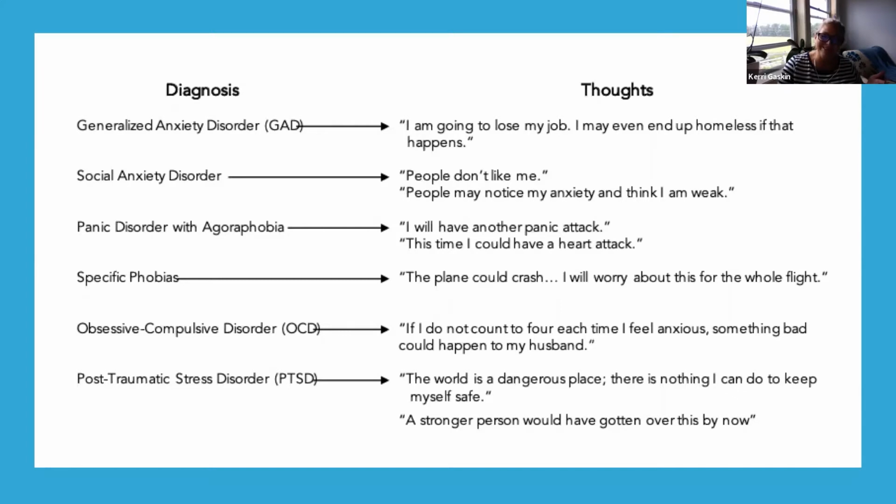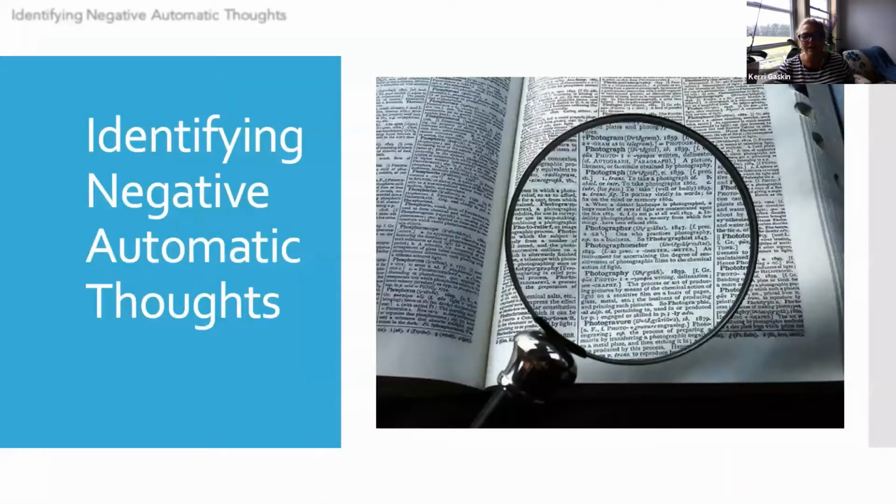But what do we do? The first step we need to take to begin restructuring or responding to our negative thoughts is to identify the thoughts that are giving us trouble. We need to identify them. It's as if we're putting a magnifying glass to our minds to learn more about how we think. So we're really getting in there.